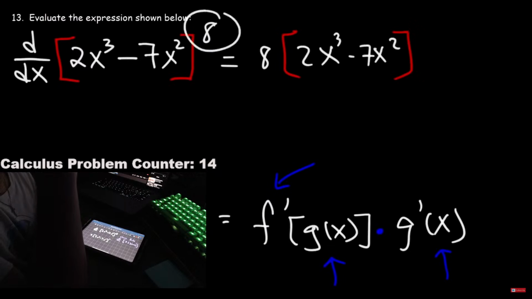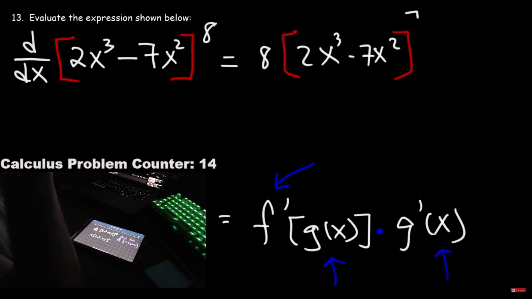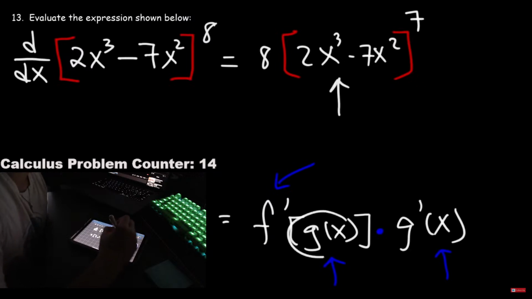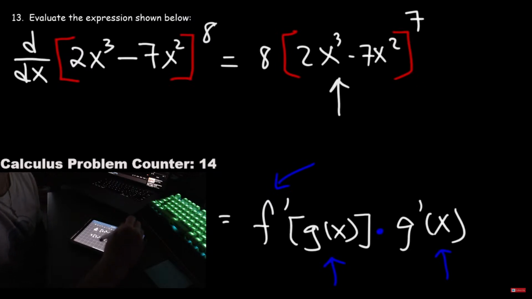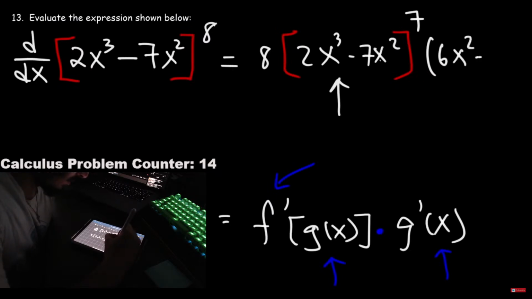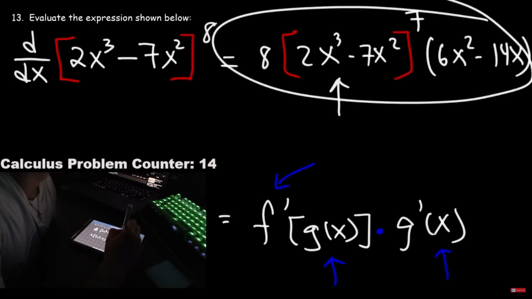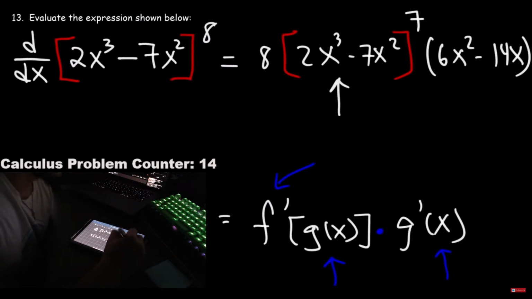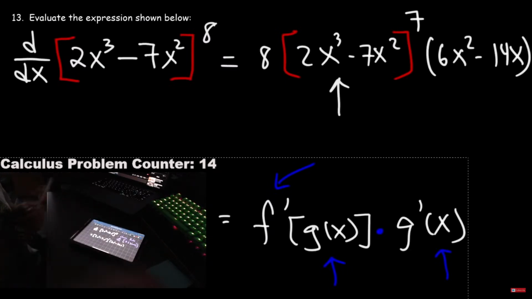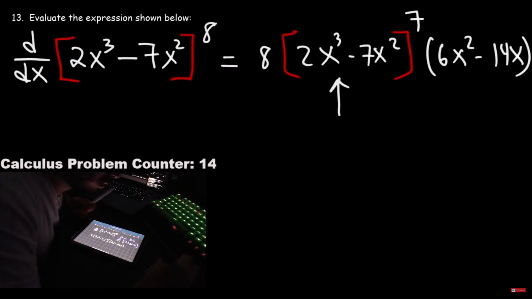And then we're going to subtract the exponent by 1. So that's going to be 7. Next, we're going to take the derivative of the inside function to get our g prime. The derivative of 2x cubed is 6x squared, and the derivative of 7x squared is 14x. And since this is a free response question, we can leave our answer like this.